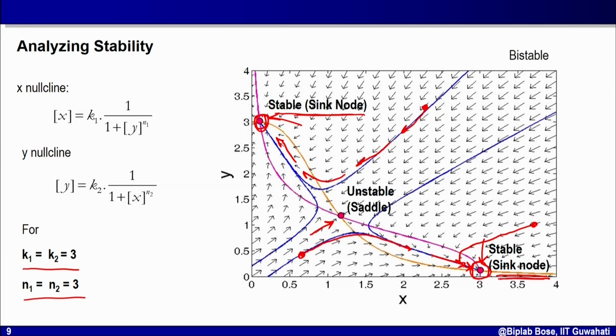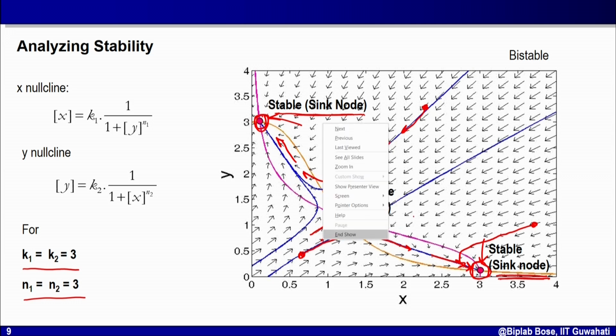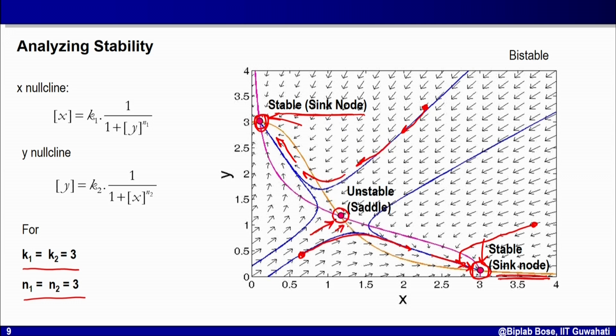What about the third one? This is my third steady state, and as you can see, this has a saddle structure because the trajectories here go towards it and then move away. Trajectories near it go towards it and then move away. If you start from here, you will go towards it and move away. So that means this one is a saddle point. So I have 2 sink nodes and 1 saddle point which is unstable.